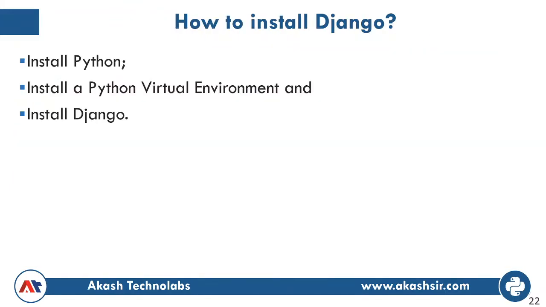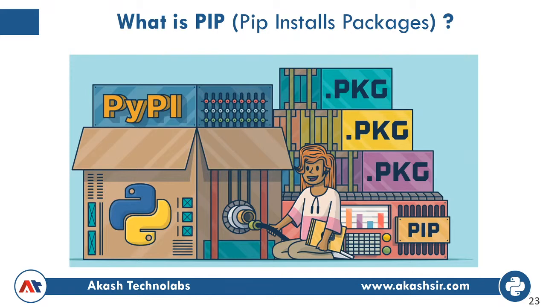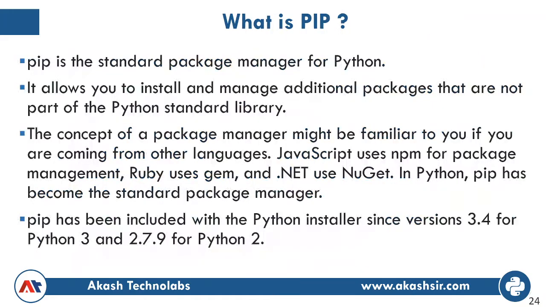Okay, so the next step will be how to install Django on my local computer. First you have to install Python, then you have to create a Python virtual environment, and then simply you can write the command for installing Django. For example, pip is a Python package installation command. If you don't know about pip, pip is the standard package manager for Python.